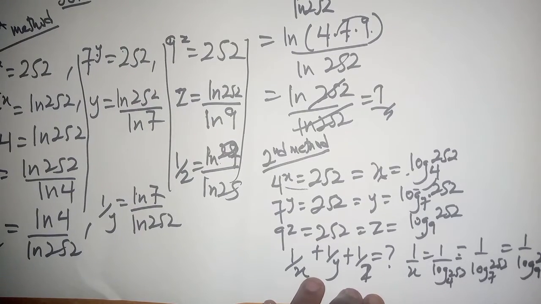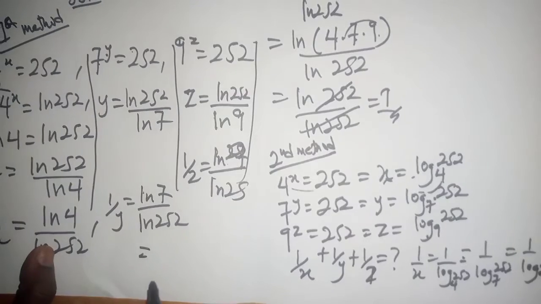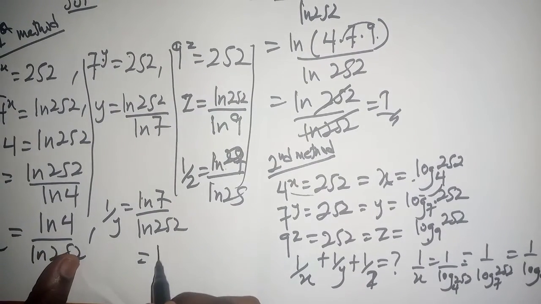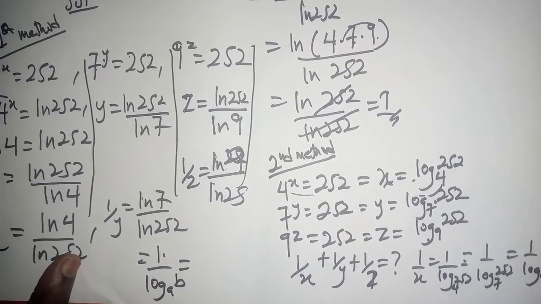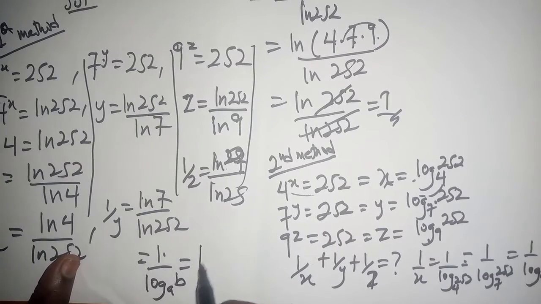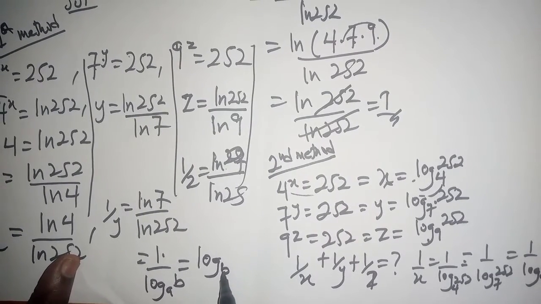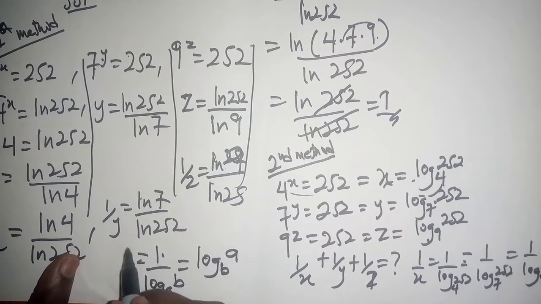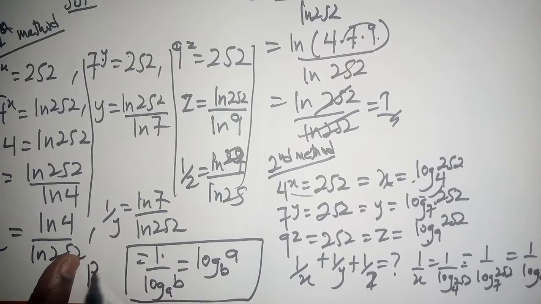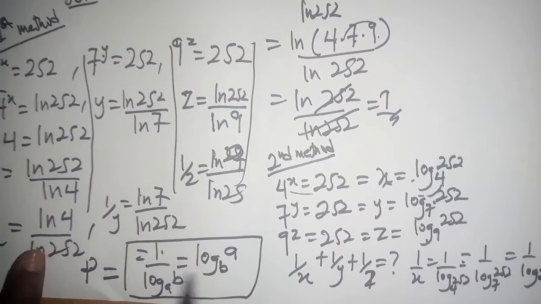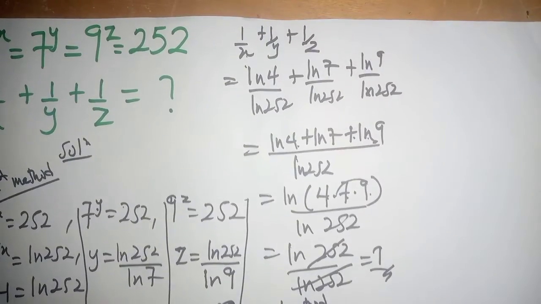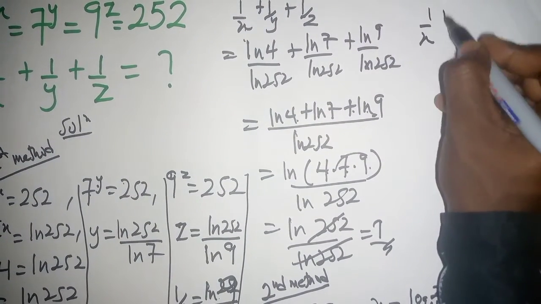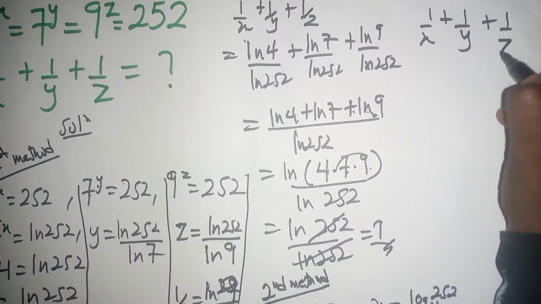Now, from the properties of logarithm, if you have something like 1 over log base a of b, this is basically equal to the log base b of a. That's one property of logarithm. So if that is the case, we can change this whole thing into that. The question asks what is 1 over x plus 1 over y plus 1 over z in this case, right?